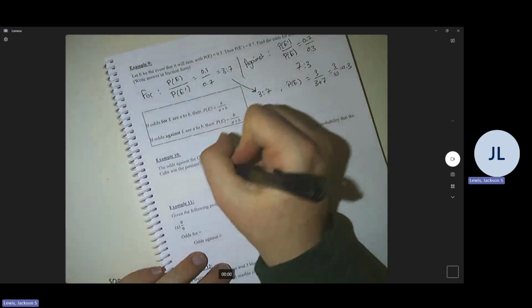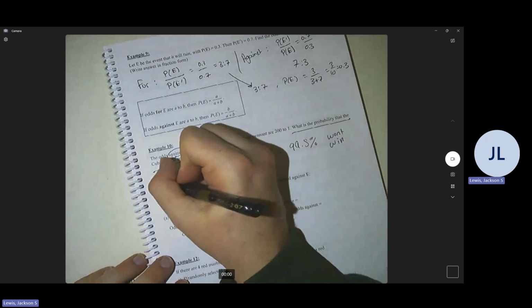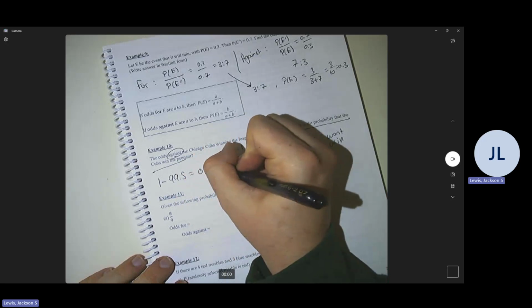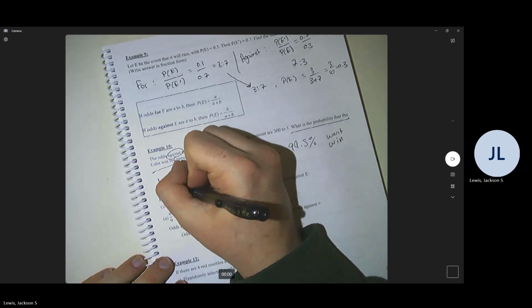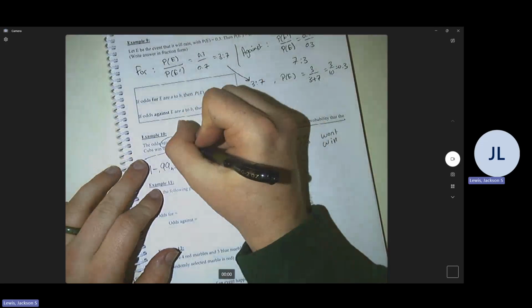Oh, yes. Odds against. So this is the chance they won't win. Or the chance that they win. What is the probability that they do win? 1 minus 0.995 is 0.5%. So the odds are against them here. Thank you for pointing that out. I didn't read that.